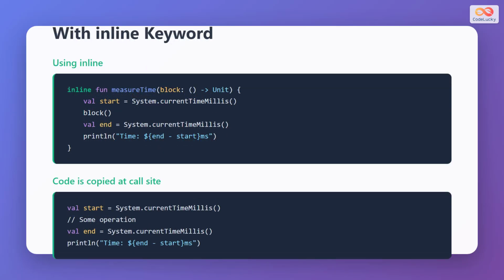Now, let's see what happens when we add the inline keyword to the same function. By marking measureTime as inline, we tell the compiler to copy both the function body and the Lambda code directly at the call site. So instead of creating a function call and allocating a Lambda object, the compiler transforms the code as if we had written it directly inline. The entire function body gets substituted at the location where it's called. This eliminates both the function call overhead and the Lambda object allocation, resulting in much more efficient code.